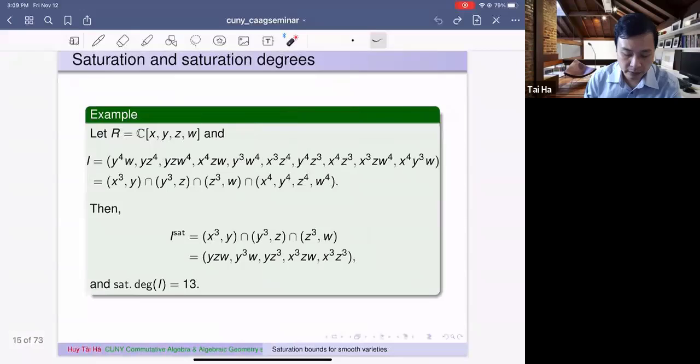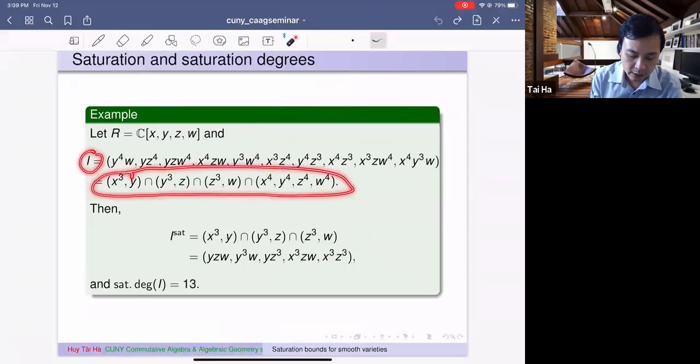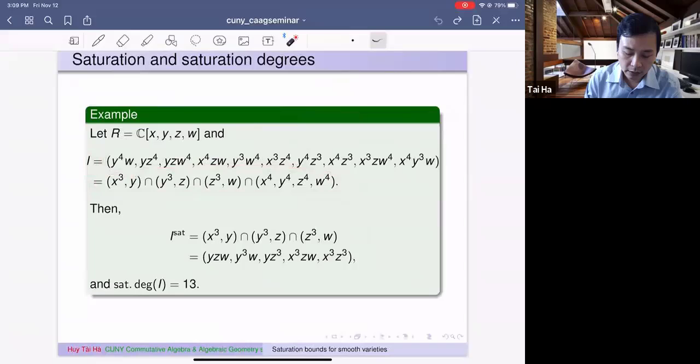Okay, so let's just look at a very random example. Here in this case, I start with an ideal, and I know that it has this primary decomposition. And so to compute the saturation, all I need to do is to throw away this M-primary component. And so the saturation is obtained by this. And one can check using Macaulay2 that I^sat and I are different from degree up to degree 12, and then at degree 13 they start to be the same. So the saturation degree in this case is 13.